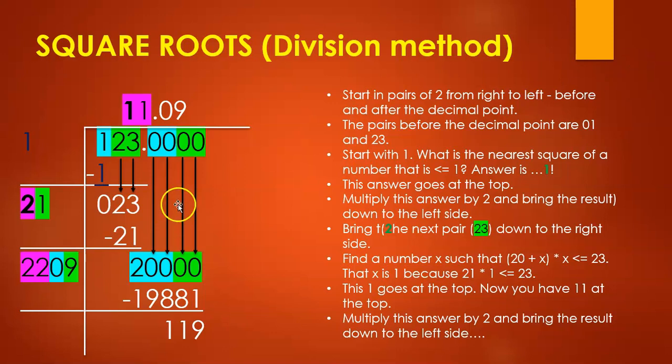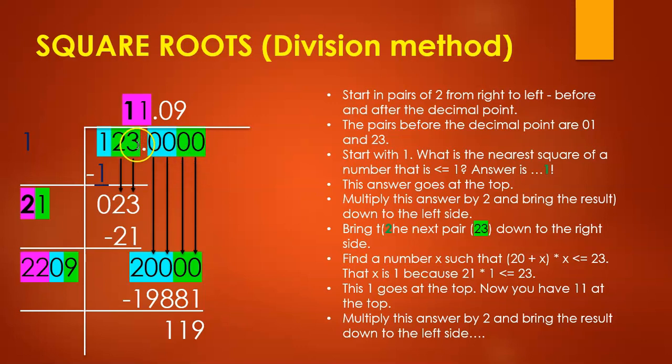Now the number that we've been asked to find the square root of is 123. I've color coded the slide for a reason. That way understanding is going to be a lot simpler. So what we have to do in this scenario is we start in pairs of 2 from right to left, before and after the decimal point.